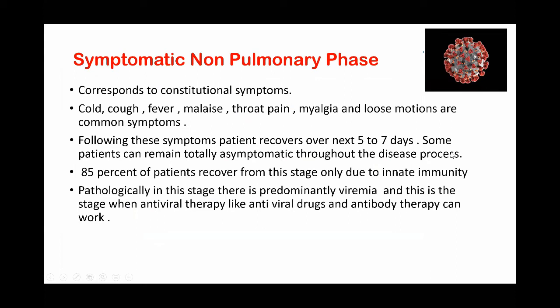So coming to the same thing which I was telling before, just covering one by one, the symptomatic non-pulmonary phase where we get the symptoms. These symptoms can occur for 5 to 7 days, and after that we can become totally asymptomatic, or we can stop getting these symptoms. And most of us, 85% of us, recover after this viremia phase. This is because of our innate immunity. And as I said, the only therapy which works here is your antivirals, which I have described before.